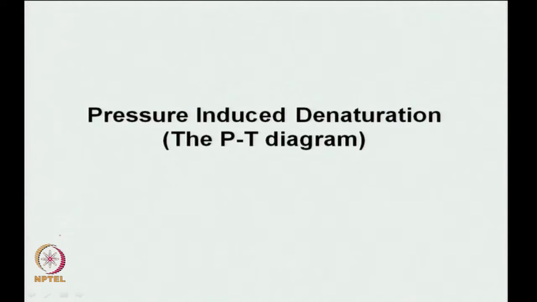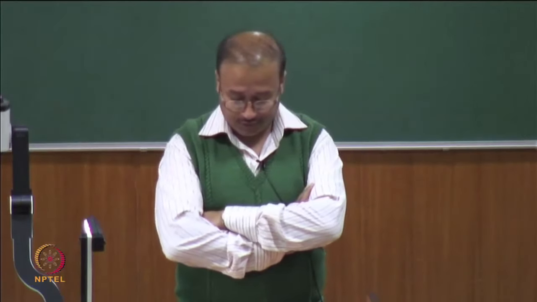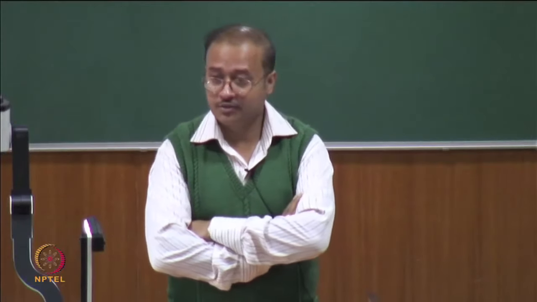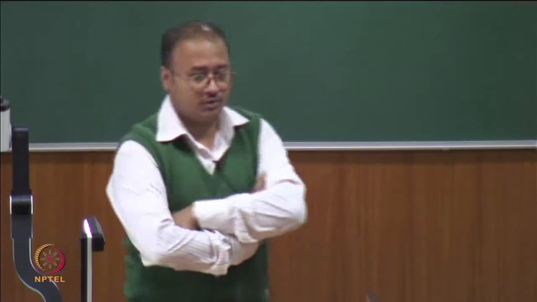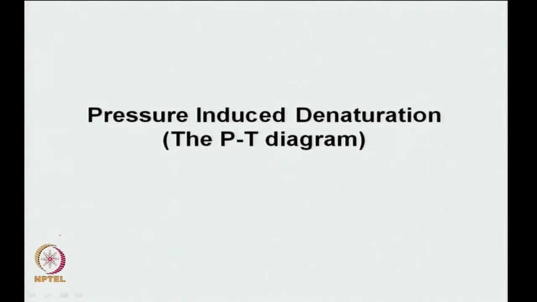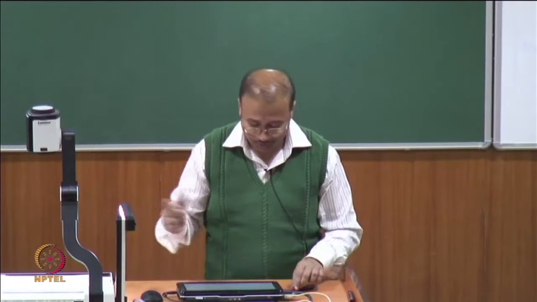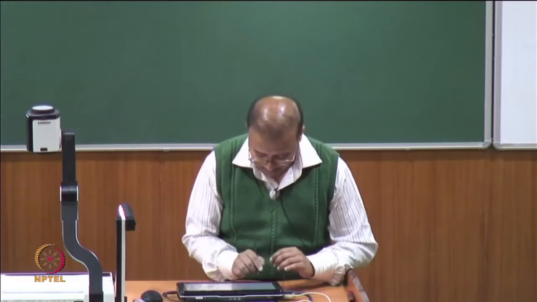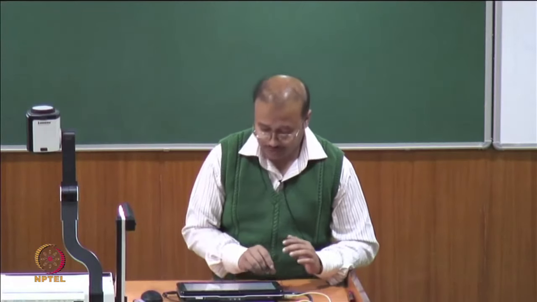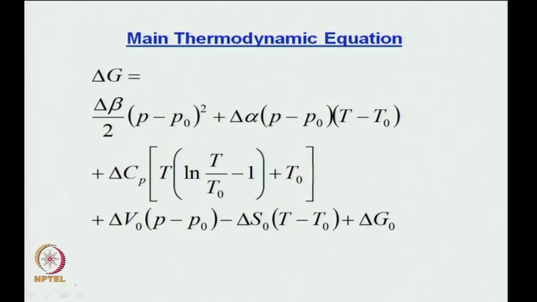We'll start off with where we left off from last class. It was the pressure induced denaturation we were talking about, and we tried to derive this expression for free energy change, right, which has both the volume effects and temperature, along with the respective thermodynamic variables. So this is the main thermodynamic equation that I wrote down.